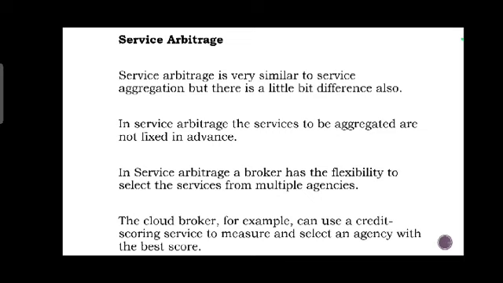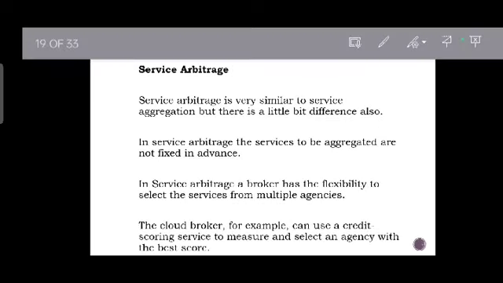Service arbitrage. Service arbitrage is very similar to service aggregation, but there is a little difference also. In arbitrage, the services to be aggregated are not fixed in advance. In service arbitrage, a broker has the flexibility to select services from multiple agencies. The cloud broker, for example, can use a credit scoring service to measure and select an agency with the best score.